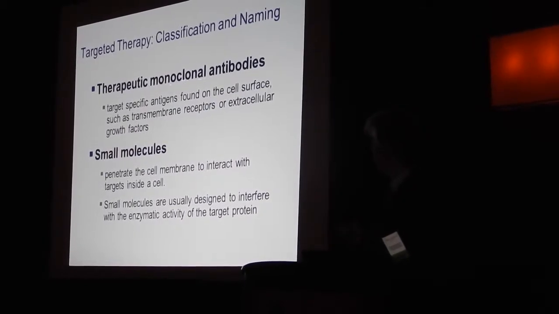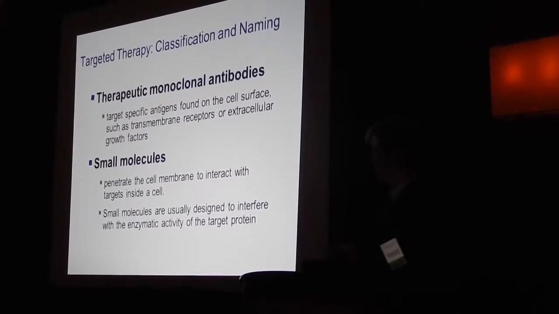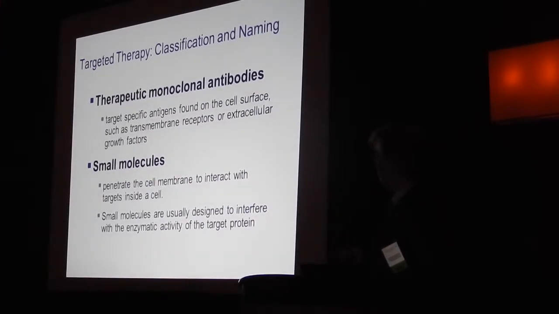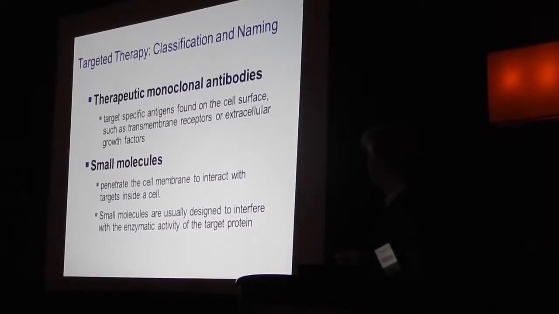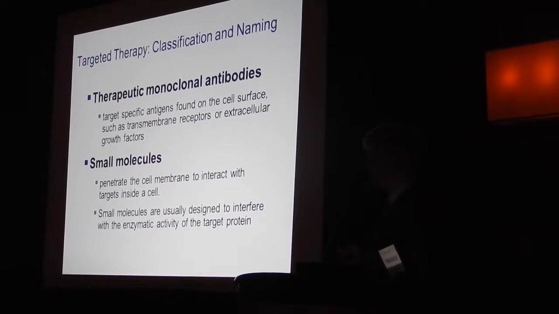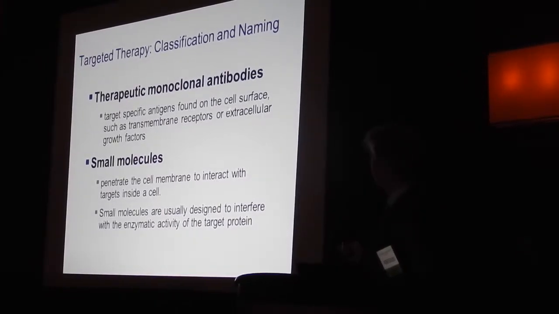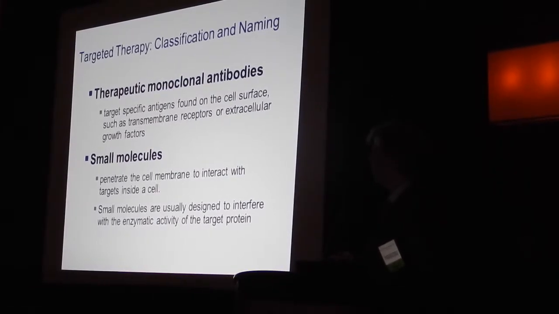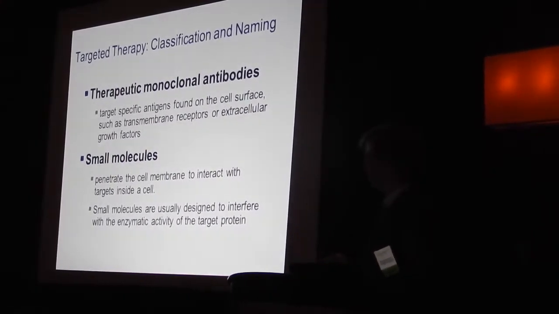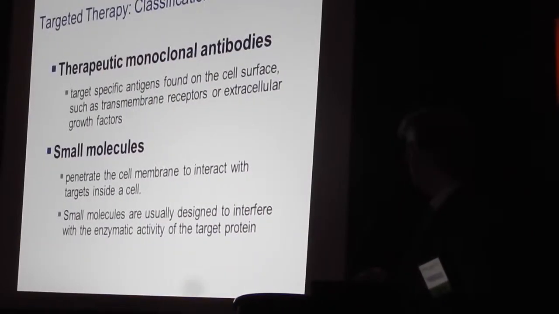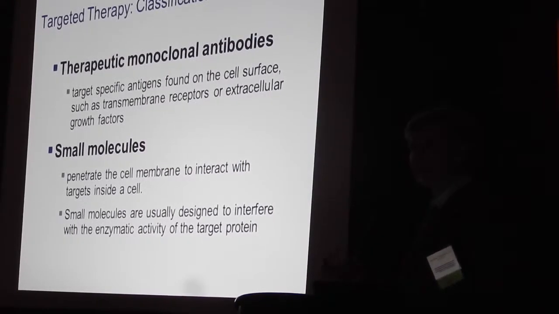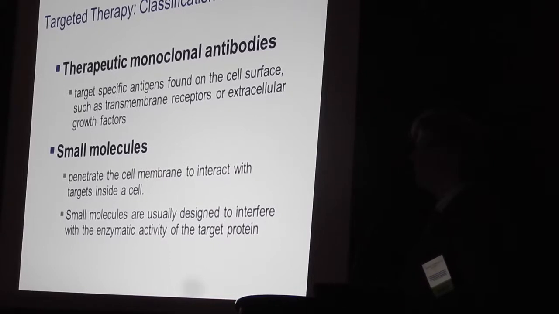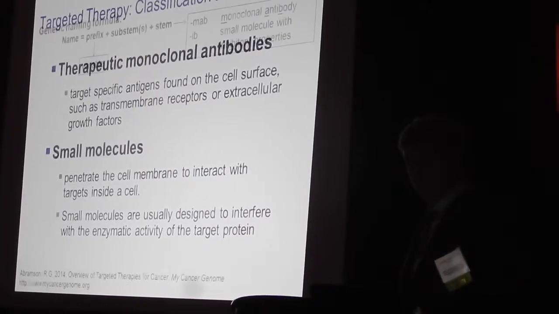And in targeted therapy, there's 2 major classes of drugs. We have the therapeutic monoclonal antibodies. And these target specific antigens found on the cell surface, such as transmembrane receptors, like cetuximab, or extracellular growth factors, like bevacizumab, or small molecule inhibitors. And these can be typically taken orally. They penetrate the cell membrane and they interact with targets inside the cell. And these are usually designed to interfere with the enzymatic activity of the target protein.